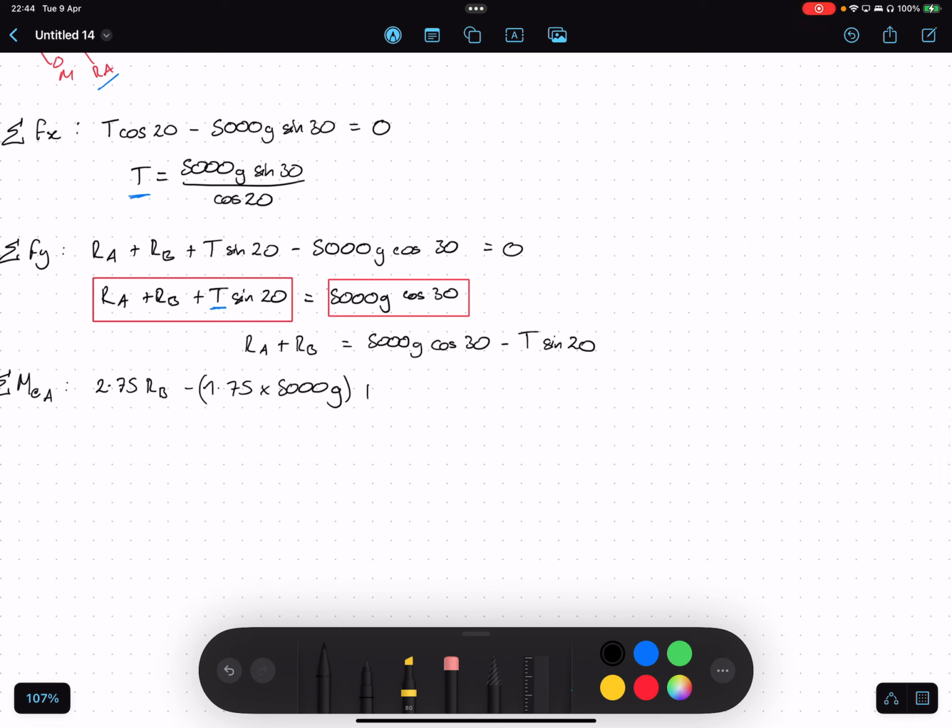Let's add to that 5,000 G. Sorry, I forgot something key actually here. That's 5,000 G cos 30. Excuse me. And then we're going to add to that 0.6 times 5,000 G sine of 30. And you might ask, where does this come from?